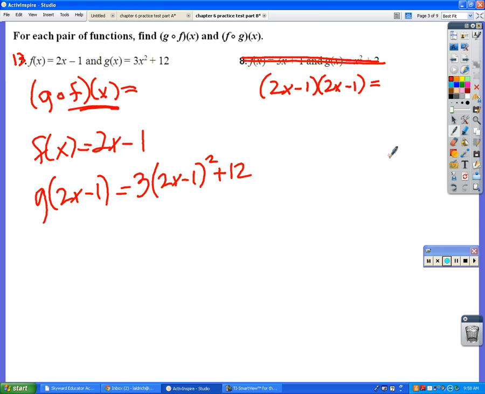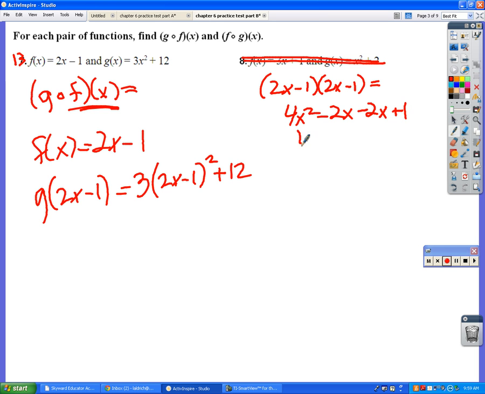First times first is 4x squared. Outside is negative 2x. Inside is also negative 2x. And last times last is 1. You're not adding at the end, it's multiplication. Negative 1 times negative 1 is 1.